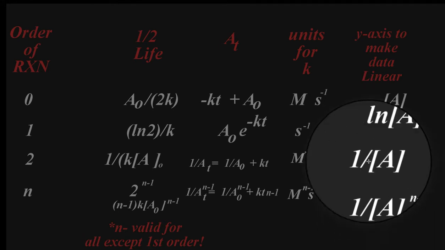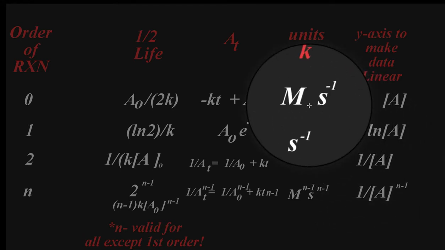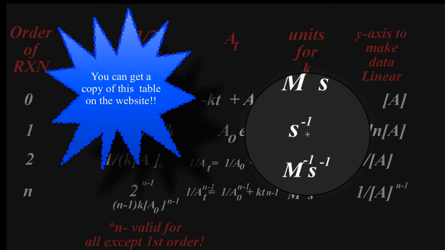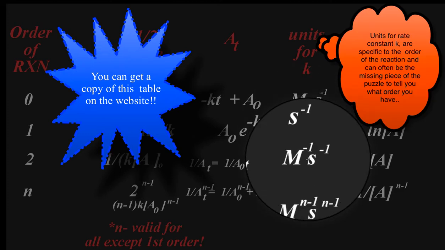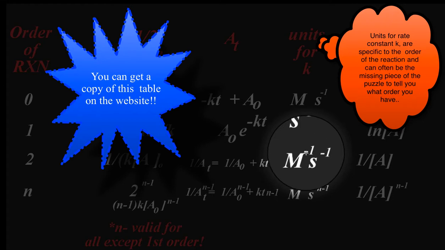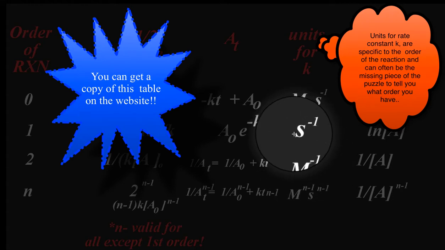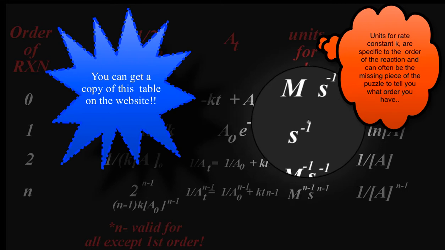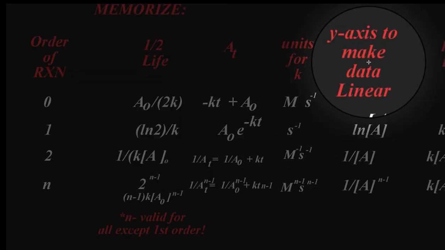Okay? Again, memorize these units. Memorize the units for 0 order rate constant versus first order versus second order. So if you're given a rate constant and its units, be able to recognize that it's first order because it's seconds inverse.